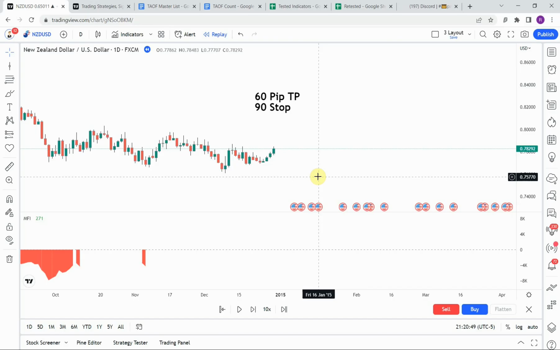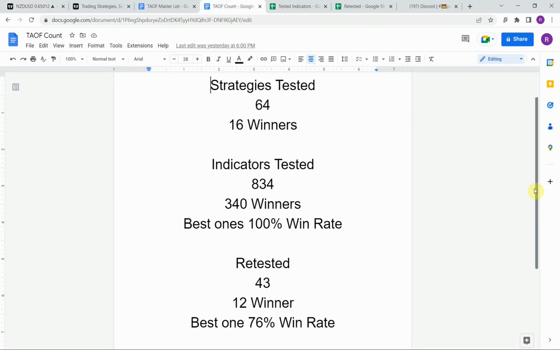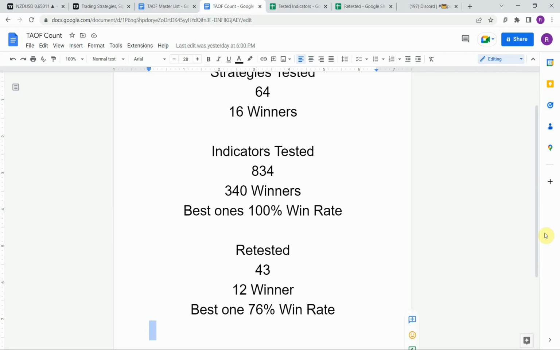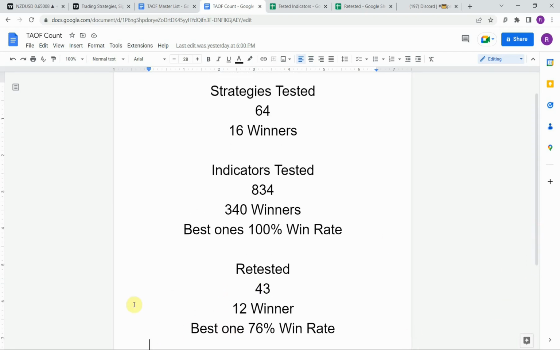Alright, as I said, today we will be testing the money flow intensity indicator. Before we do though, I wanted to put the testing scoreboard up for everyone to see. So to date, we have tested a total of 64 different strategies, with 16 of them being profitable. We've also tested a total of 834 indicators, with 340 of them being winners. The best ones so far were able to achieve a 100% win rate.